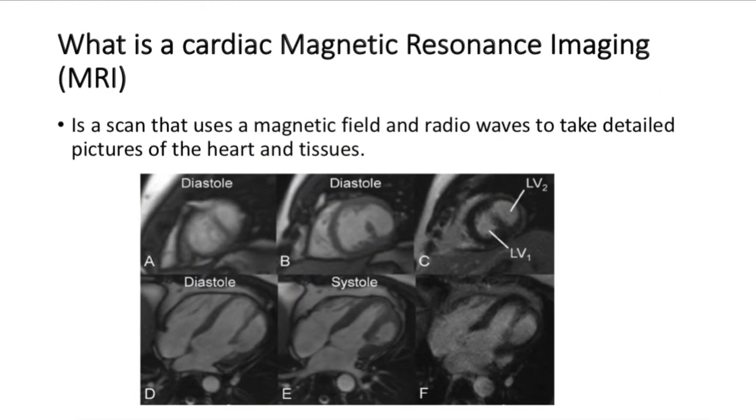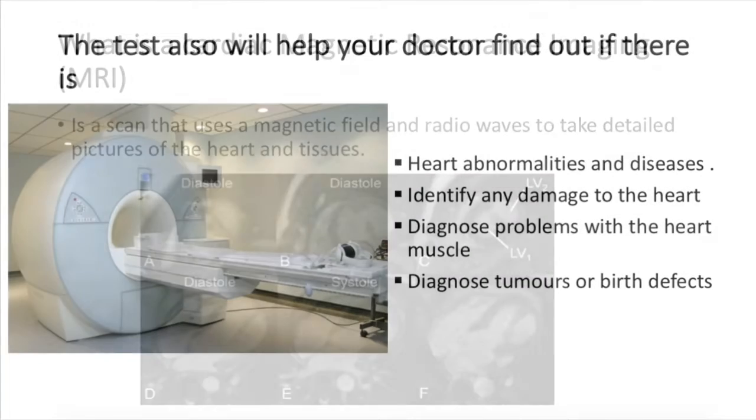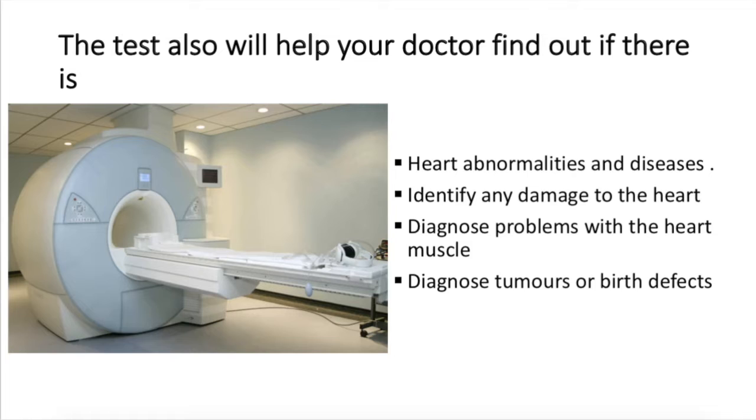Cardiac MRI is a scanning modality that uses magnetic field and radio waves to take detailed pictures of the heart and tissues. These signals are detected by a radio antenna and processed by a computer to create an image of the inside of the heart. The test will also help the doctors to find out if there's any heart abnormalities or heart diseases.